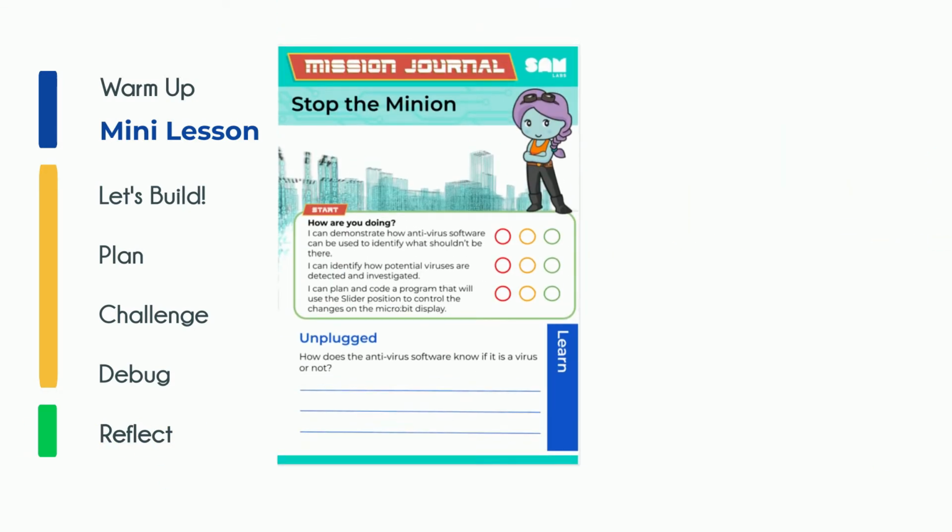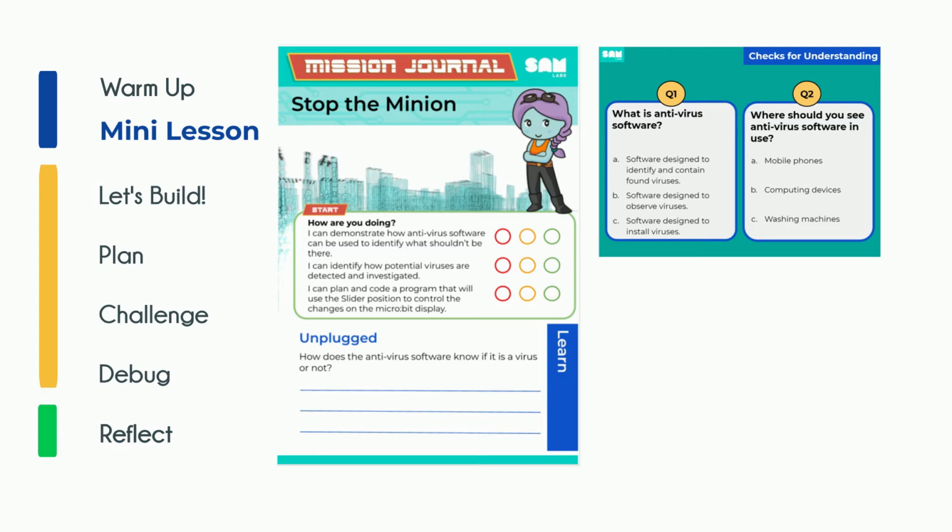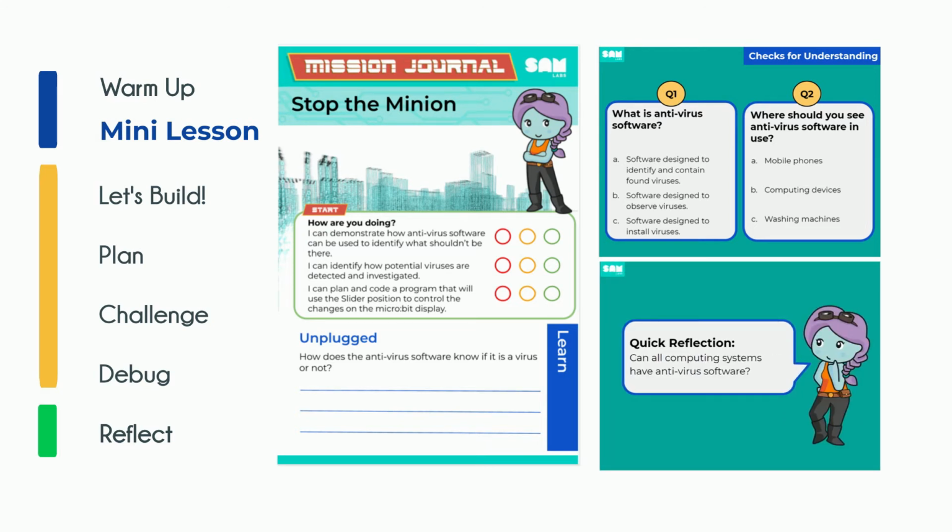The student mission journal provides opportunity to document learning from the unplugged activity. Multiple choice questions check student understanding following the mini lesson. And a quick reflection generates topic-based discussion. Quick reflections are placed at intervals throughout the lesson.